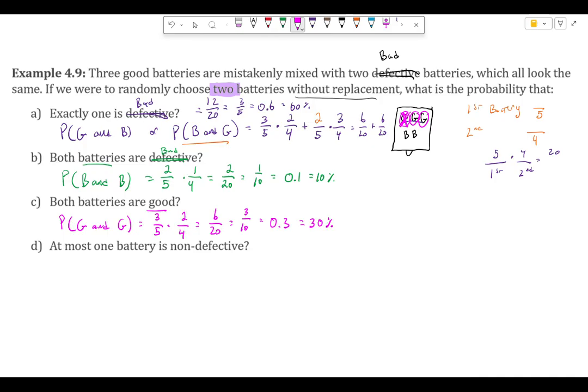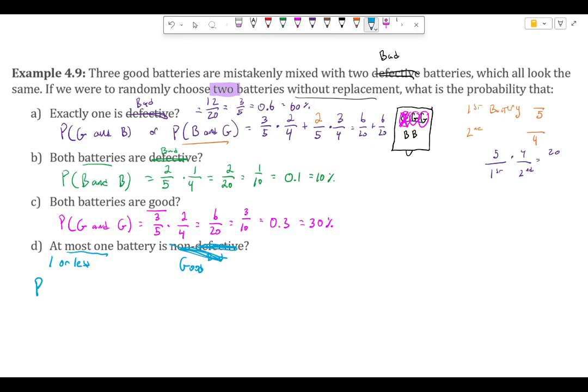And then lastly, at most 1. At most 1 means the most that it could be is 1, so it has to be 1 or less. Battery is non-defective. Well, we were crossing off the word defective and writing bad before. So if it's not bad, that means that it's also good. So 1 or less good batteries.